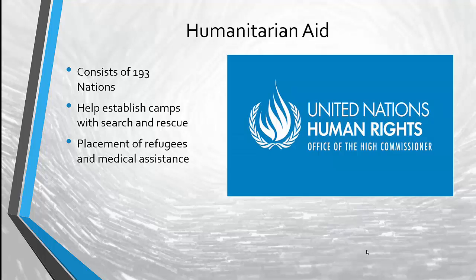Organizations such as the United Nations, with 193 nations, are always ready to assist in emergency evacuations, search and rescue, along with basic aid. Some of the key players are the US, Great Britain, Russia, and Canada. The US has the US Agency for International Development, which consists of the US Navy for search and rescues.